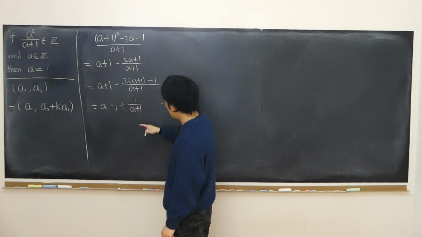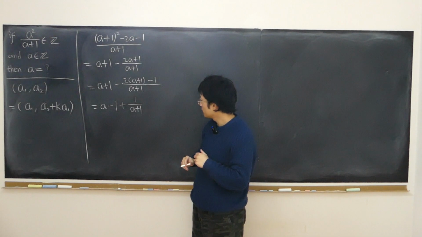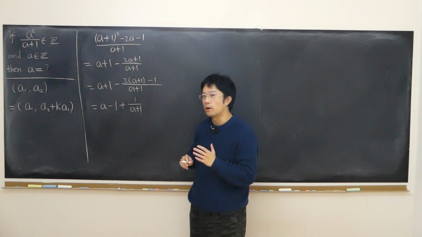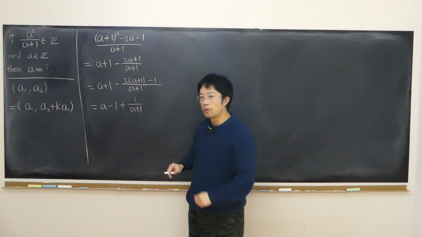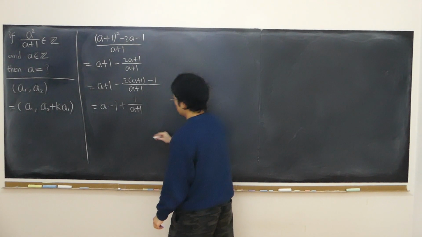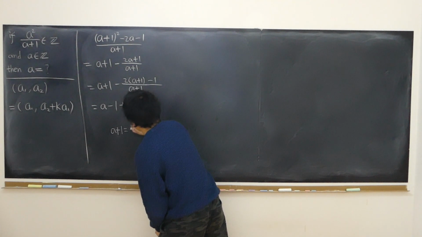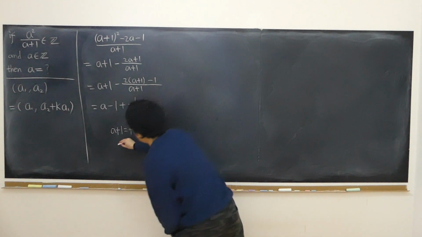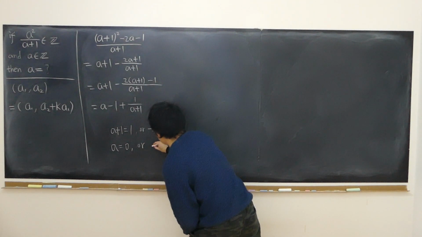1 over a plus 1. So in other words, a plus 1 has to divide into 1. So the only numbers that divide into 1 are 1 and minus 1. There's no other number that can divide 1. So a plus 1 is equal to either 1 or minus 1. In other words, a must be equal to 0 or minus 2.